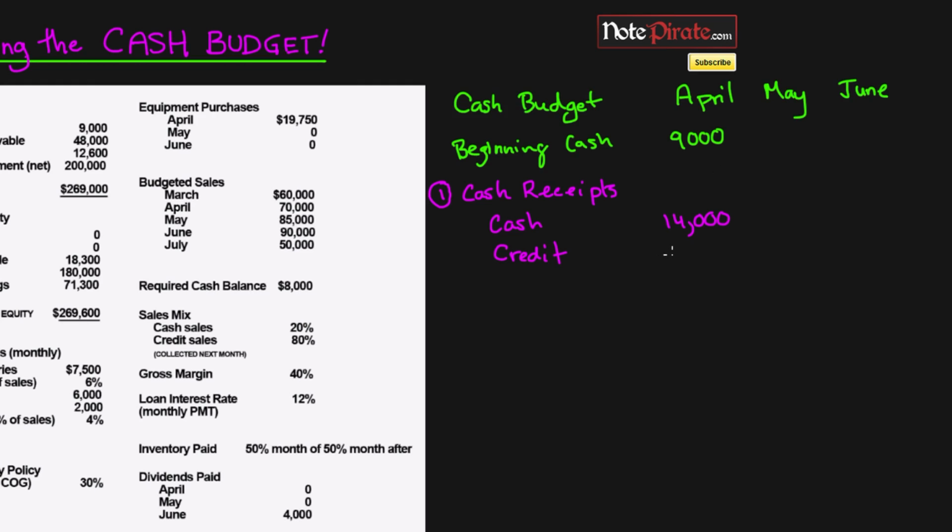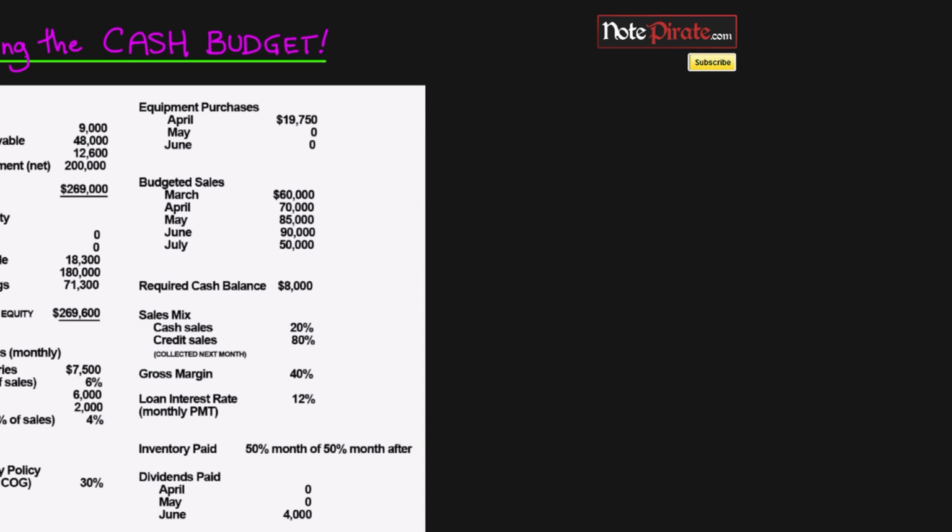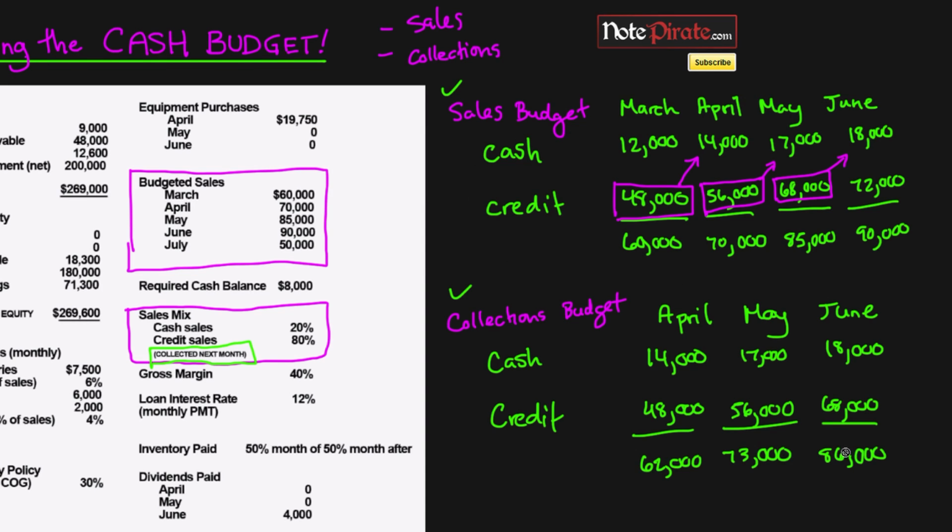So I'm going to put $14,000 in April and $48,000 of credit collected in April. For May, it's going to be $17,000 and $56,000, and in June it will be $18,000 and $68,000, and the totals will be the same as the collections budget as well. So $62,000, $73,000, and $86,000. And you can also refer to the collections budget that I prepared. So if I just close this and open this up, you can see that the same figures are listed below.